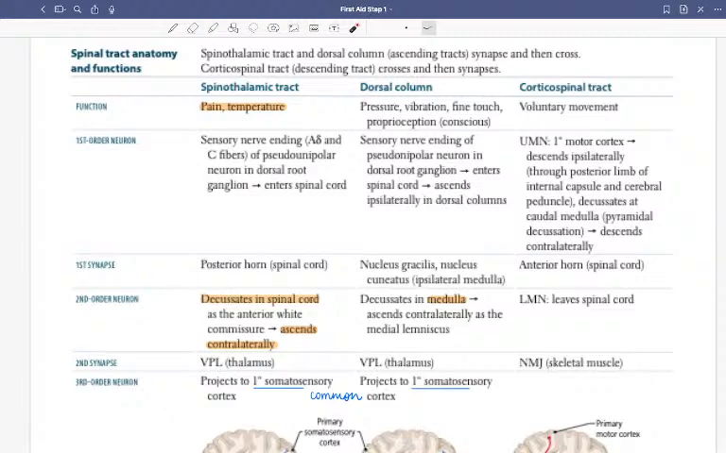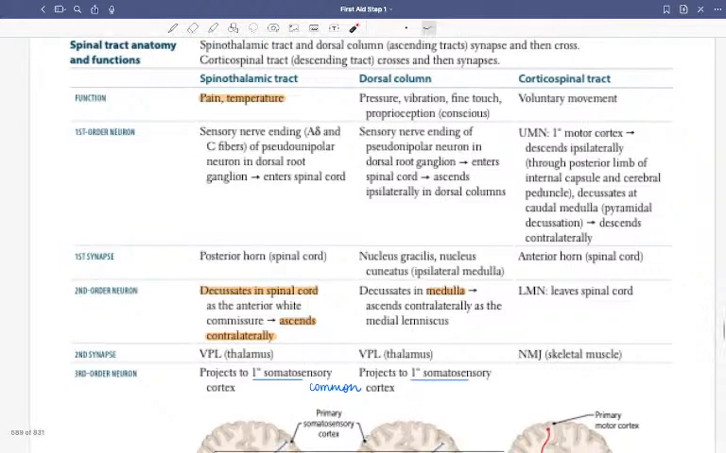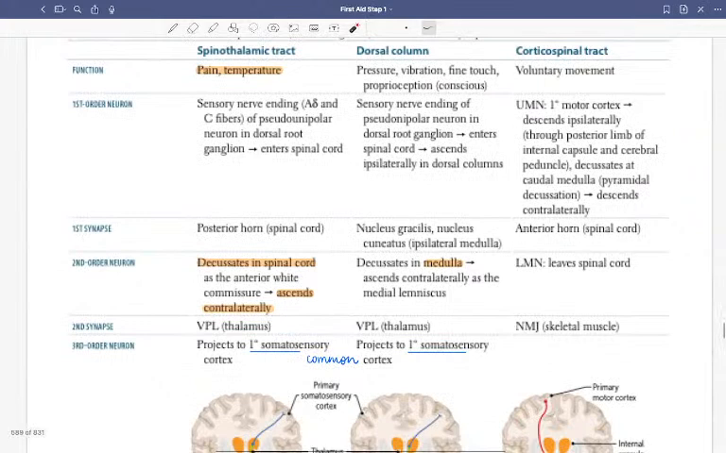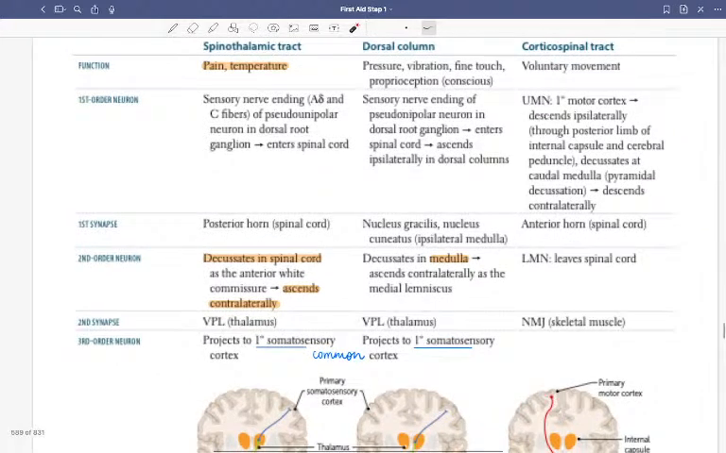Pseudounipolar neuron, that is the first order neuron, that is going to come in the dorsal. Oh, see, this is a bit bad quality, because I had taken a screenshot from the new First Aid. So just bear with me.